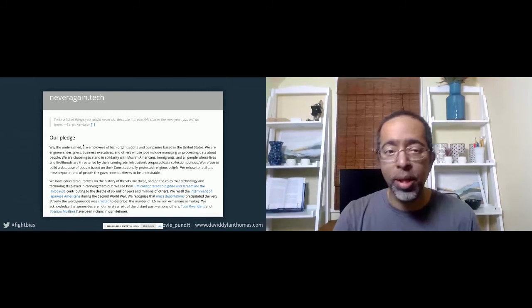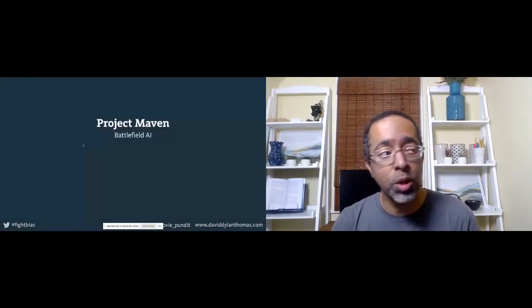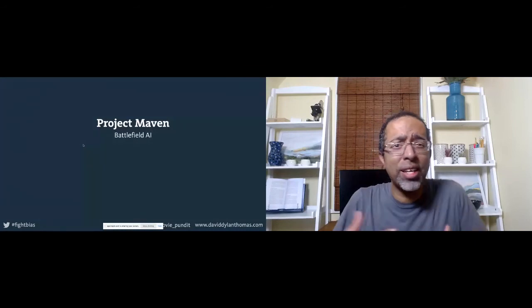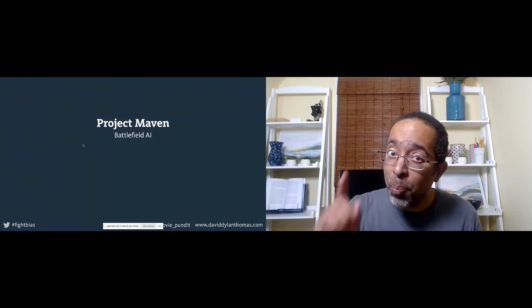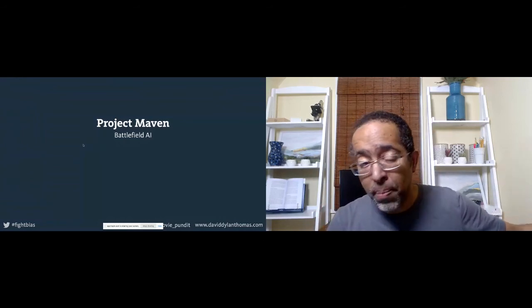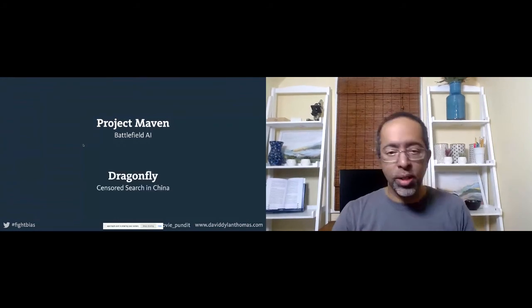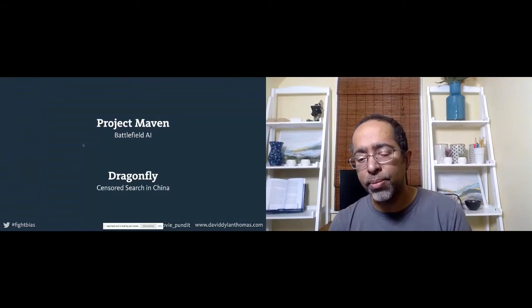Action plays out at places like Google, where you have Project Maven, which was a battlefield AI. And when the people working on it saw what it was, they said, look, we didn't get into this business to build weapons. If you make us work on this, we're walking. And Google backed down. They walked away from a $250 million project with the military. Then they turned right around and did Dragonfly, which is censored search in China. So this battle is still being fought.